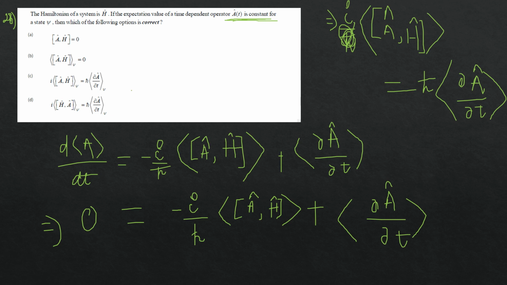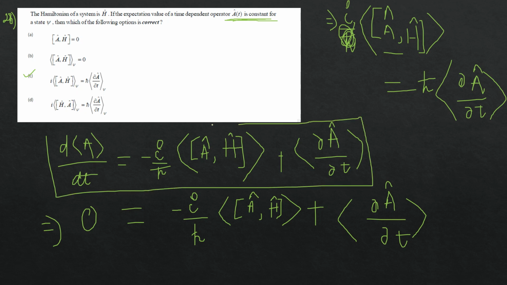Okay, so this is the answer. So option C or D, which one? Option C, because A is coming first here. A should be coming first, alright? Yeah, so this is the answer for question number 28. Okay, always remember this equation. This is very important. Questions from this always come, and this is also asked in interviews.